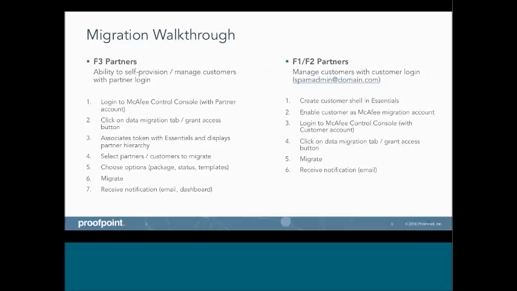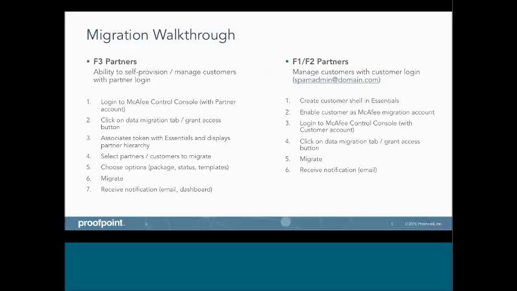But assuming you've got the account on Proofpoint, you log into the McAfee control console with your account. You'll see a nice new button and a big banner across the top that will take you to your data migration tab where you can grant access. What you're doing when you're granting access is essentially passing along a token that is shared with Essentials, and that token's good for 30 days. That token allows Proofpoint to connect to the McAfee environment and see everything you can see.